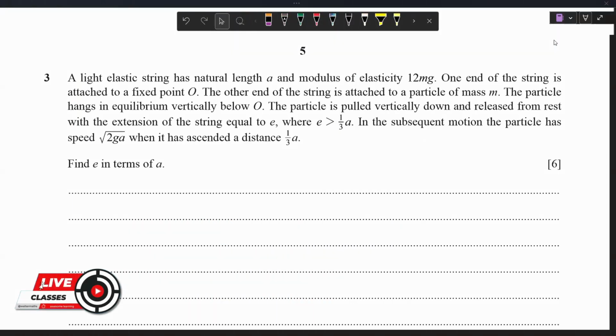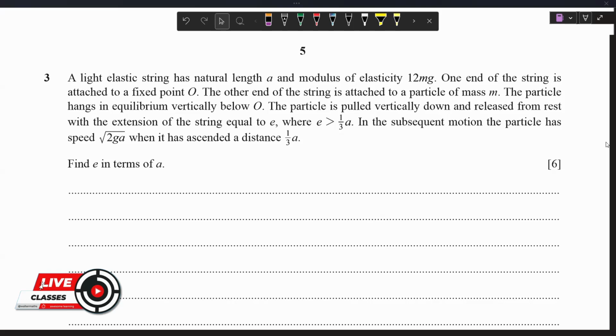So we want to take a look at this particular question, and it says a light elastic string has natural length A and modulus of elasticity 12 mg. One end of the string is attached to a fixed point O, and the other end of the string is attached to a particle of mass m. The particle hangs in equilibrium vertically below O. The particle is pulled vertically down and released from rest with the extension of the string equal to E, where E is greater than a third of A.